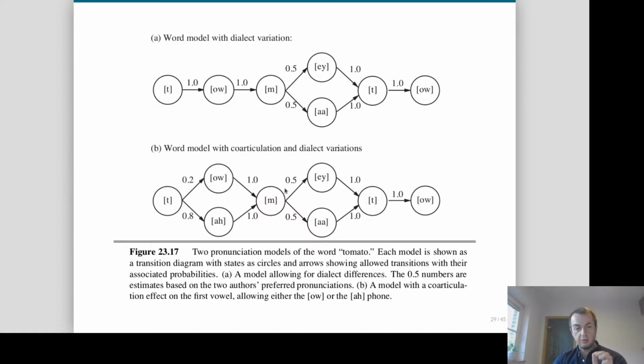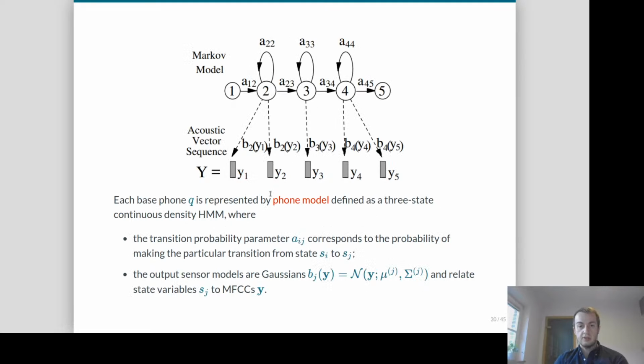Right, so now we can represent words as sequences of phones through this pronunciation model, but we have not yet associated these base phones, these individual sounds, with our observations, which are these MFCC coefficients, for example. So this is the last piece that we need to define.